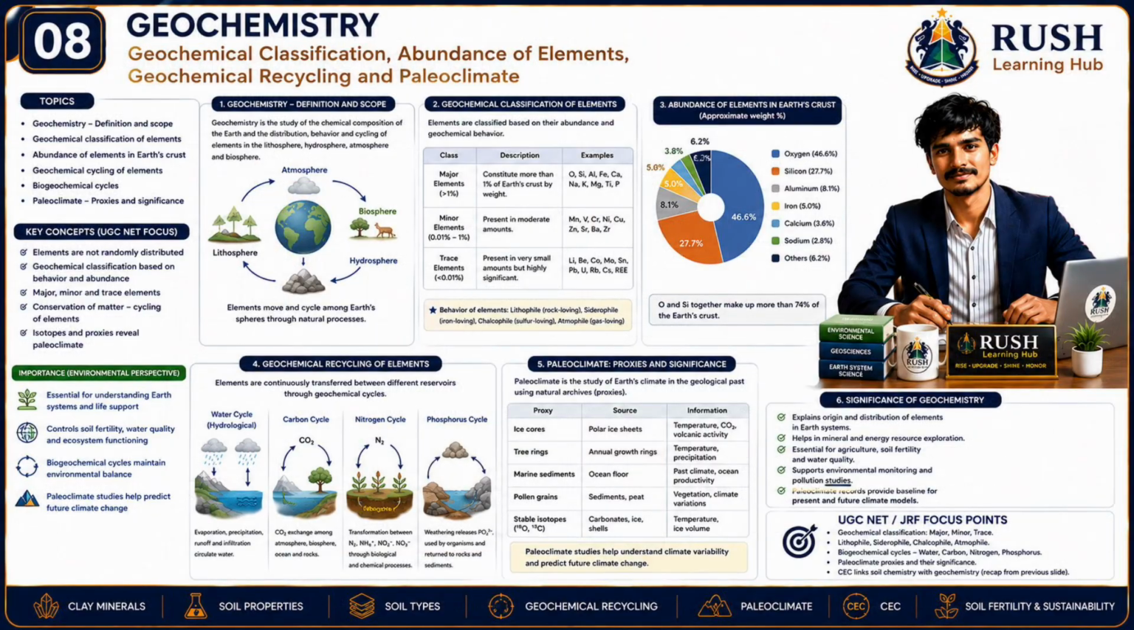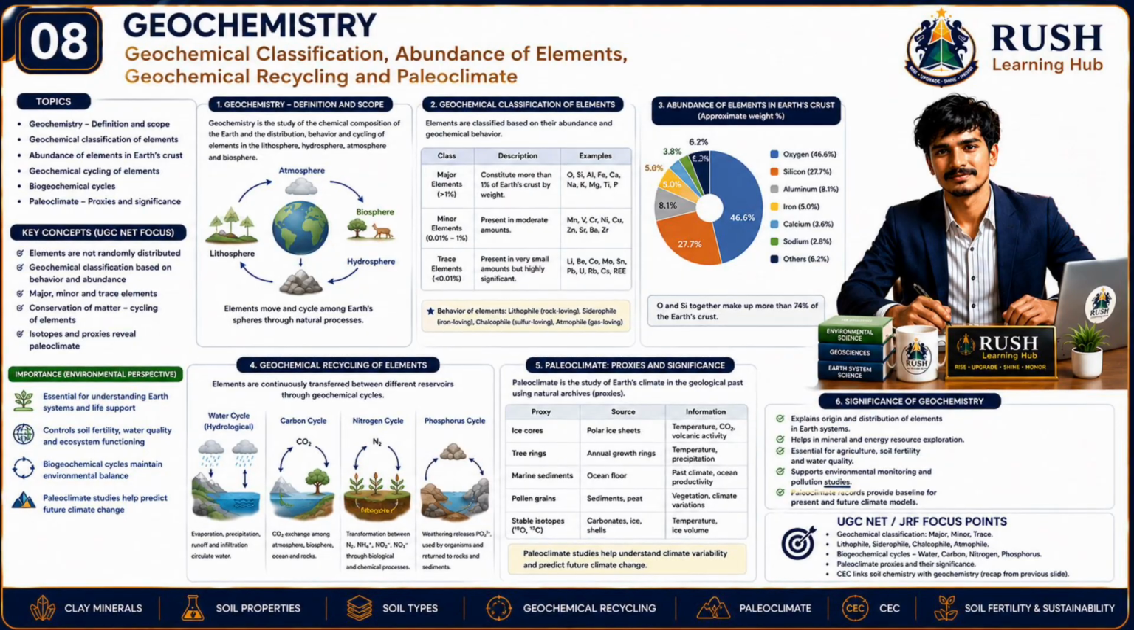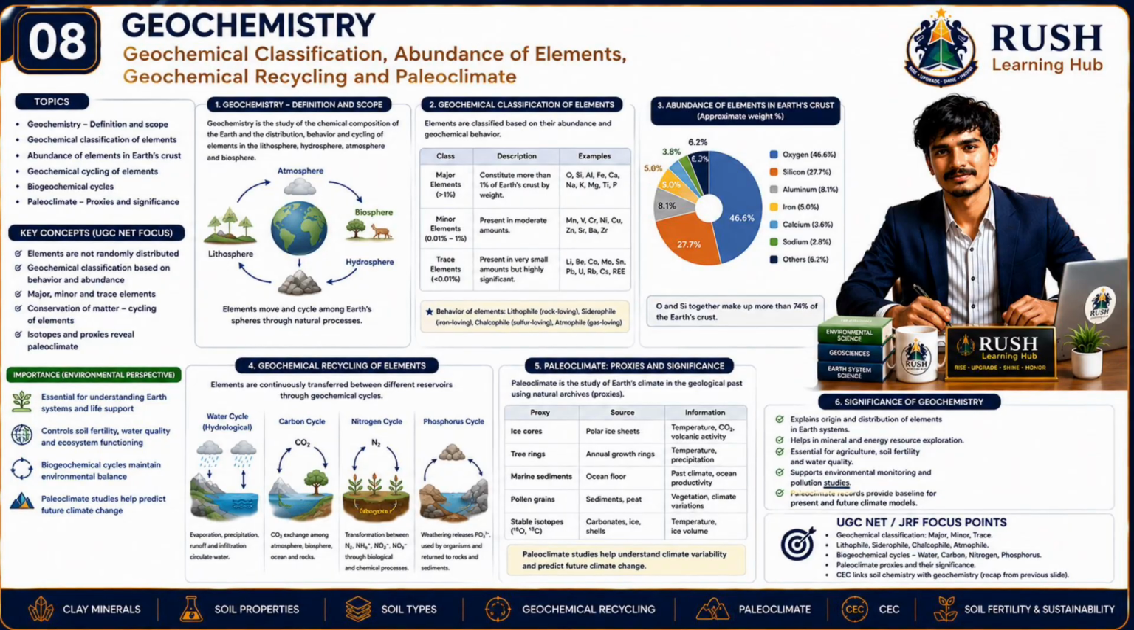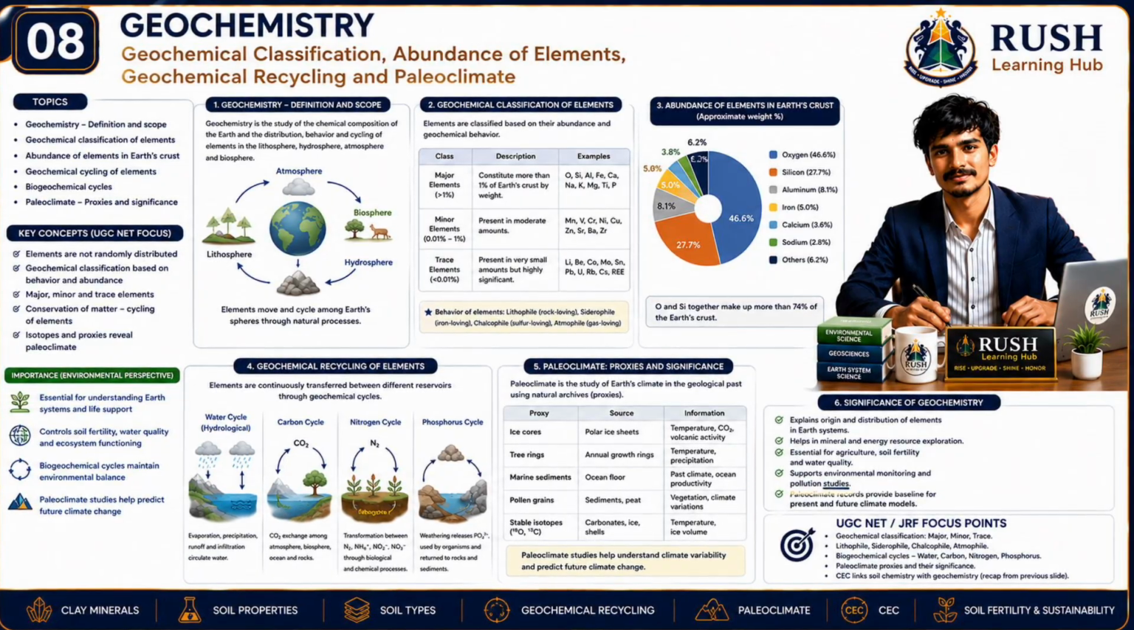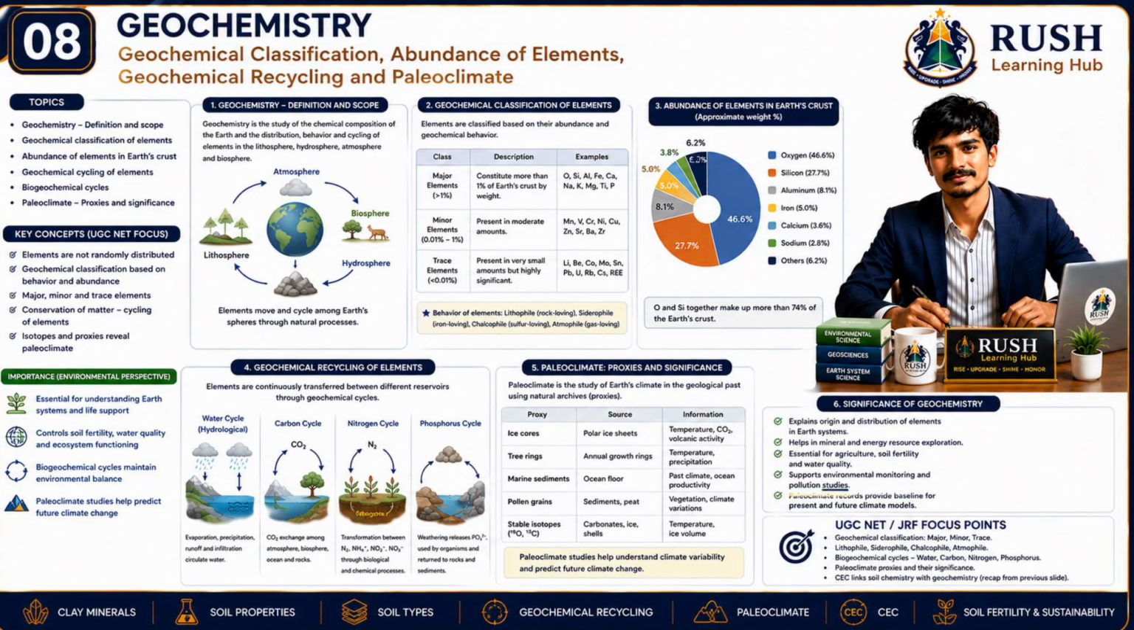Let us begin with geochemistry. Geochemistry is the branch of earth science that deals with the chemical composition of the earth and the distribution, migration, and cycling of chemical elements within the lithosphere, hydrosphere, atmosphere, and biosphere. It helps us understand the origin, abundance, and behavior of elements and the chemical processes operating within the Earth system.